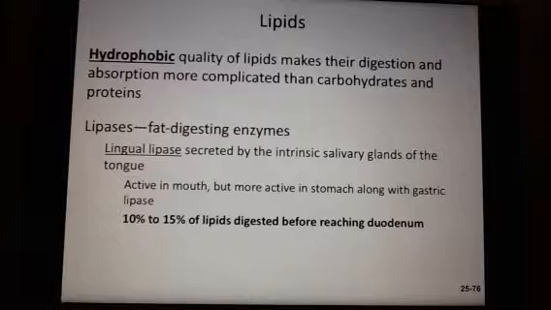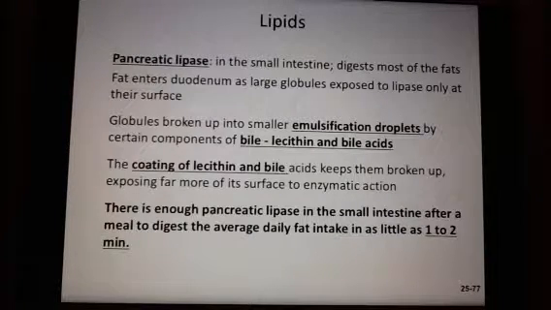So we've got a few different lipases. Those are just fat digesting enzymes. We see one in the saliva, which is active in the mouth, but then becomes more active in the stomach when it is joined with another lipase, gastric lipase. And so 10 to 15% of lipids are digested before reaching the small intestine. Again, there's quite a few lipases, but they are all breaking down lipids. Pancreatic lipase is emptied into the small intestine, which digests most of the fats.